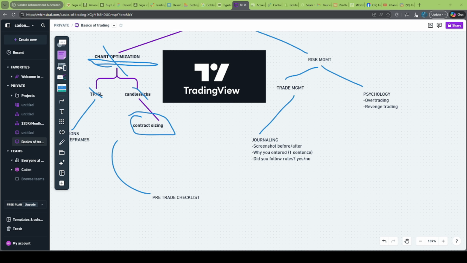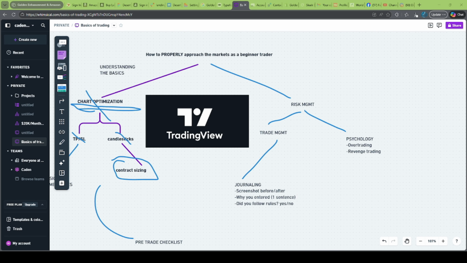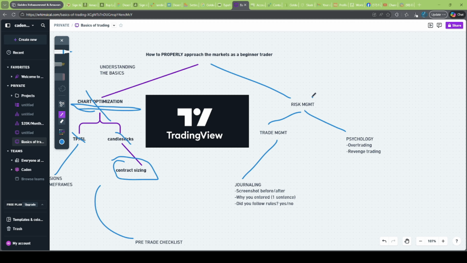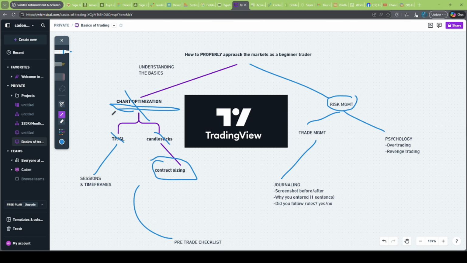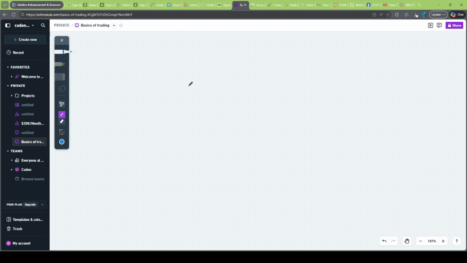Let's get into our next section, which is going to be over here. So next up on the list, we have risk management. So now that we know how to navigate our charts, what a take profit and a stop loss is, what a candlestick is, as well as the difference between contract sizing and what a point value versus tick value is, let's get into the risk management portion of it.